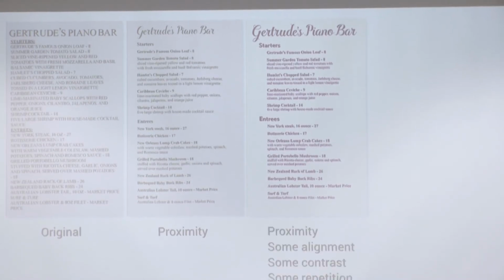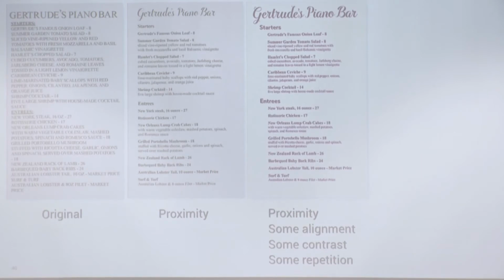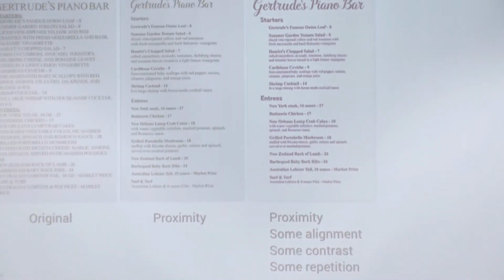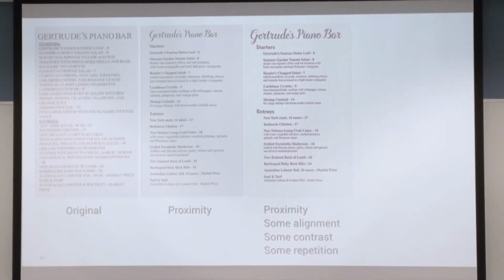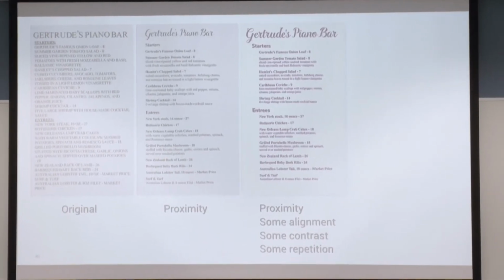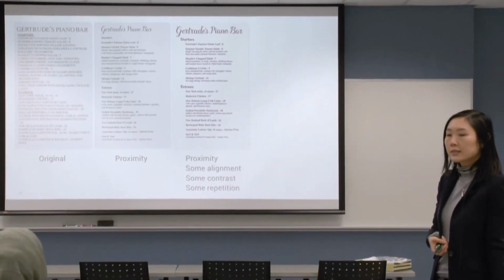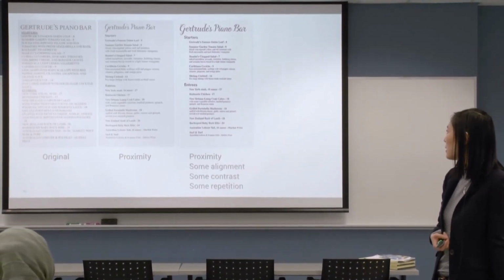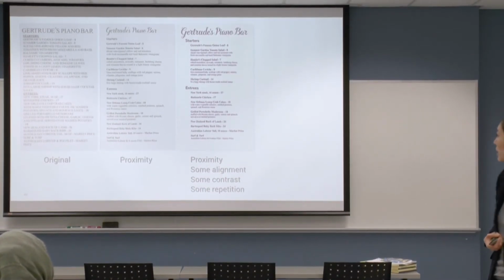So here I'm using these things, right? Proximity, how close elements are to each other, and alignment, okay? So you're immediately able to tell that there are two sections to this menu, right? Starters and entrees. There's definitely some contrast and definitely some repetition, right? In terms of my font choice, the color I'm using.